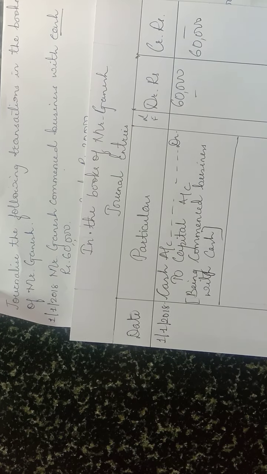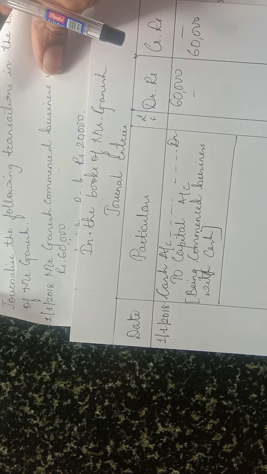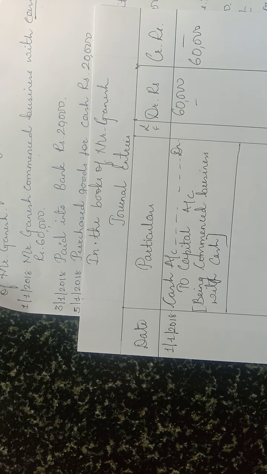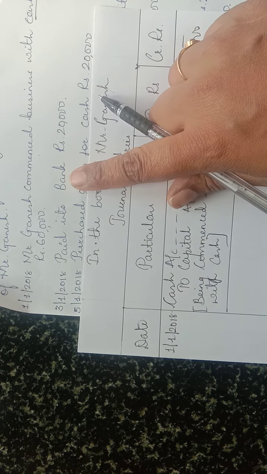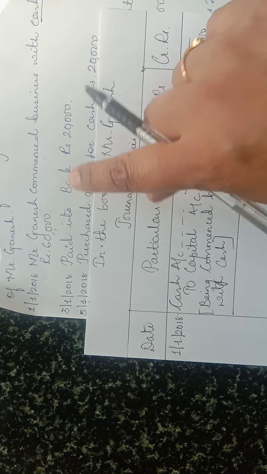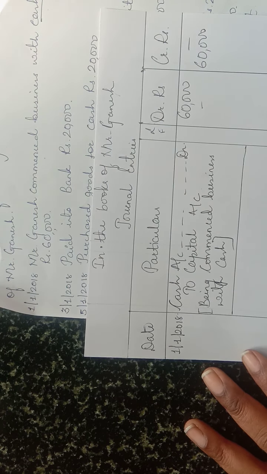Next, see second transaction. Paid into bank. So what you are paying? Cash. So cash is going out. When cash is going out, credit cash account. So what should be debited? Bank account. Okay, bank account is asset. So increase in asset is debited.